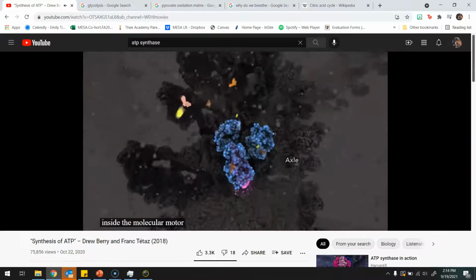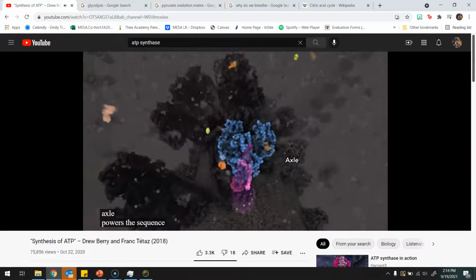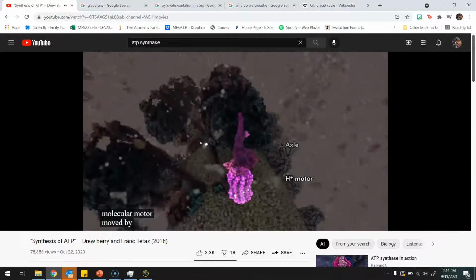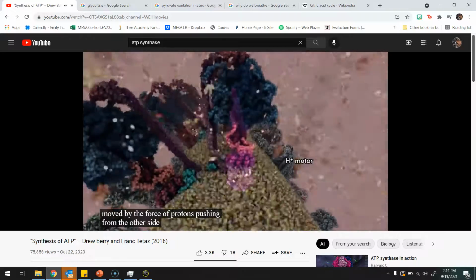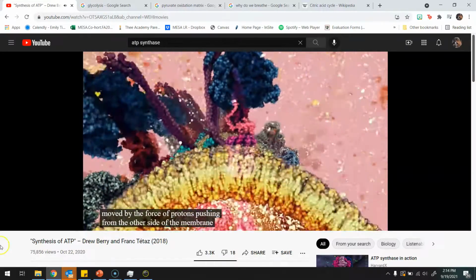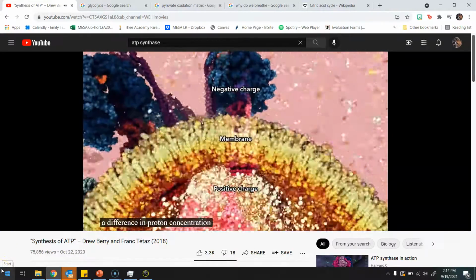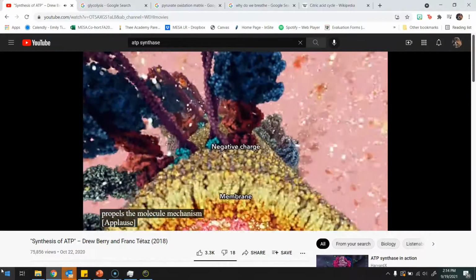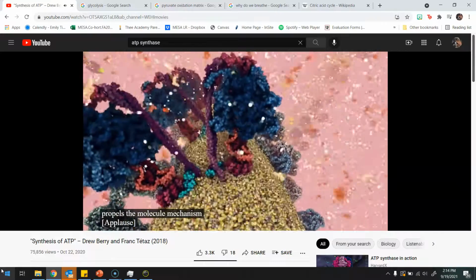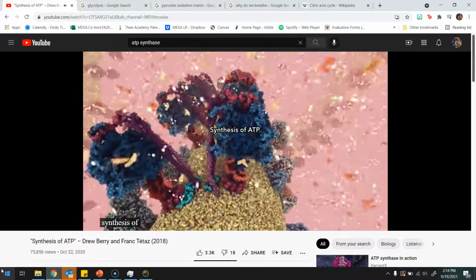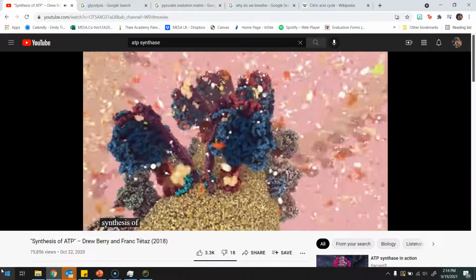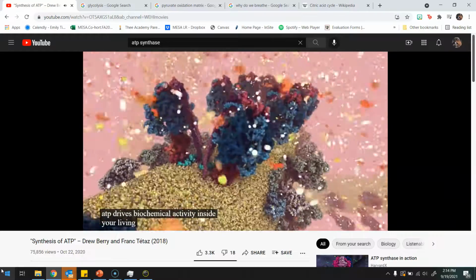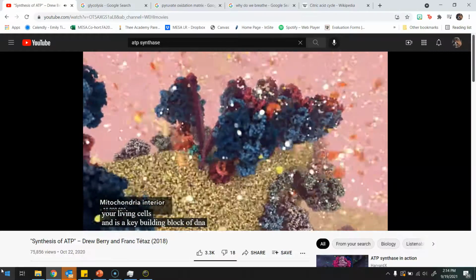Inside the molecular motor, a rotating axle powers the sequence. The axle is attached to a rotary molecular motor, moved by the force of protons pushing from the other side of the membrane. A difference in proton concentration propels the molecular mechanism. Synthesis of ATP. ATP drives biochemical activity inside your living cells and is a key building block of DNA and RNA.